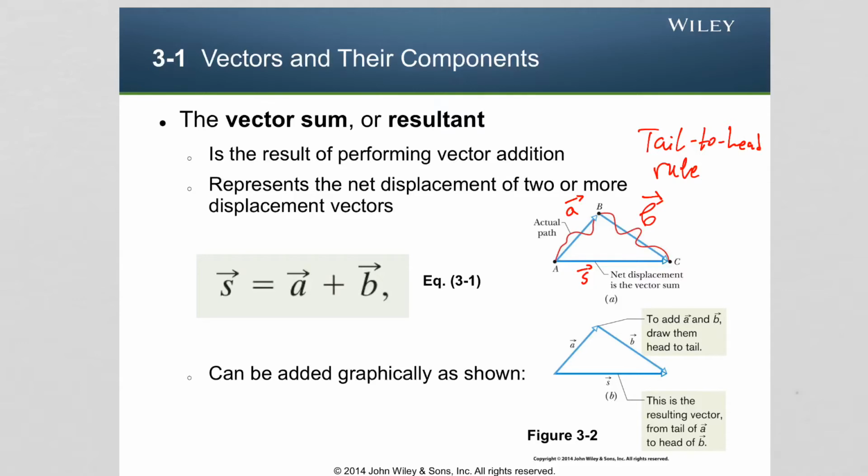So one more time. We take the tail of B, that's the second vector in the sum, and place it at the head of A, that's the first vector in the sum, and then the resultant vector S starts from the tail of A and points towards the head of B.